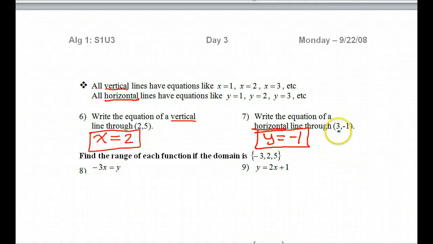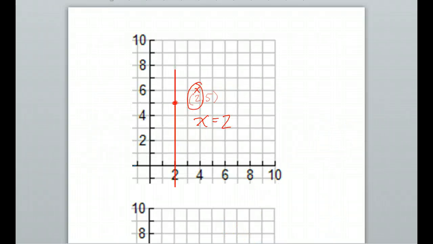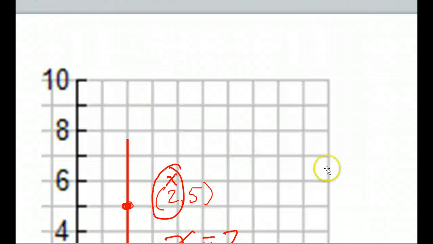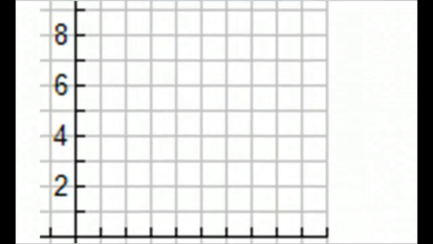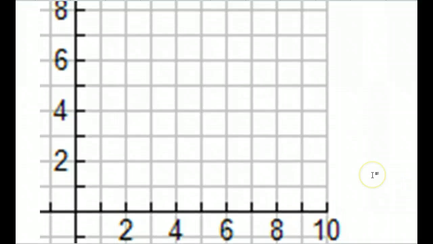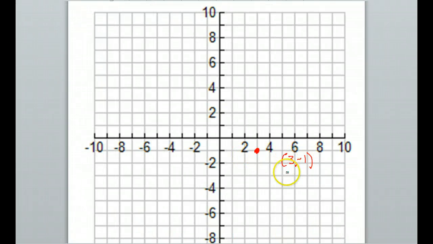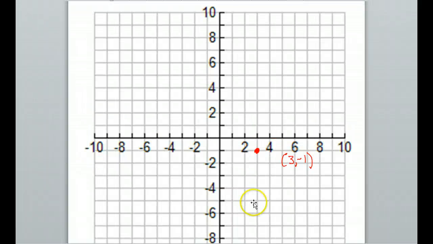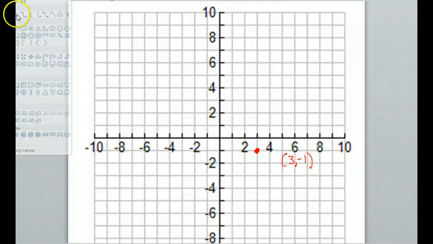Again, looking at this on a graph, 3, negative 1, horizontal line. Okay. Oh, okay, these are all positive numbers. Alright, so here's the point 3, negative 1, and we're supposed to have a horizontal line through 3, negative 1. So of course a horizontal line is going to look like this.